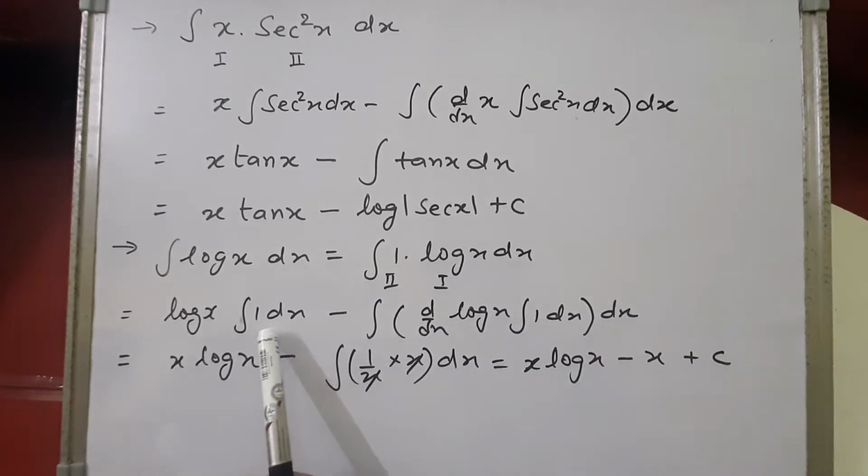So integration of 1 will be x, and d by dx of log x will be 1 by x, and integration of 1 will be x. So this x and x will get cancelled. We get 1 here, and integration of 1 with respect to x is x. So it will be x log x minus x plus c. All right children, please note down.